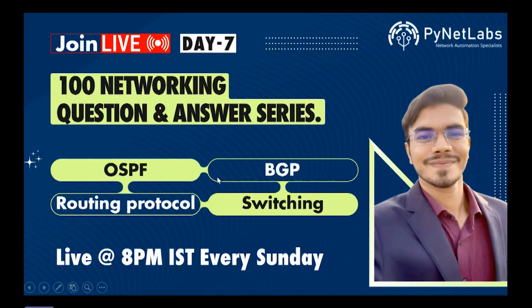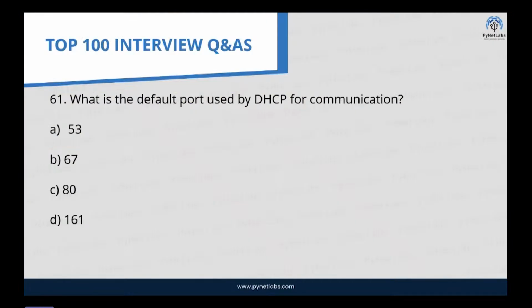So let's get started, guys, with day 7. And we got question number 61 here, which says, what's the default port number used for DHCP communication? So here you can see we are getting some options. Let's first try to understand, guys, what exactly this port number concept is in terms of DHCP. So there are different port numbers: 53, 67, 80, 161. We all know what the correct answer is, but still we need to understand the concept for the port numbers.